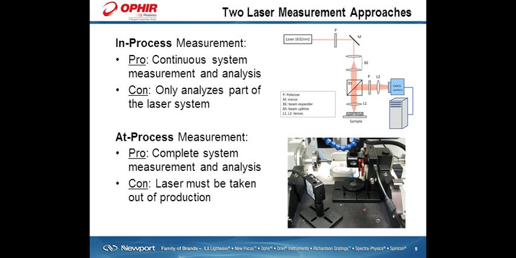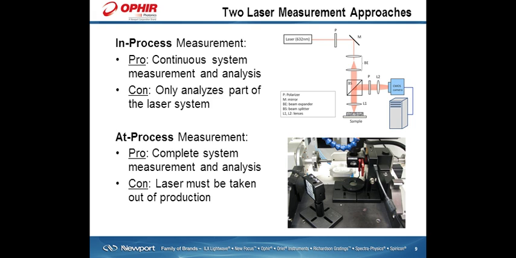Okay, so in general, there are two modern-day laser measurement approaches. One is what we call the in-process measurement. You see this diagram to the right. You've got a laser system going through a mirror and some beam shaping optics. Before the process, it's splitting off the laser beam and going into a camera for the data acquisition. That's what we refer to as in-process measurement.